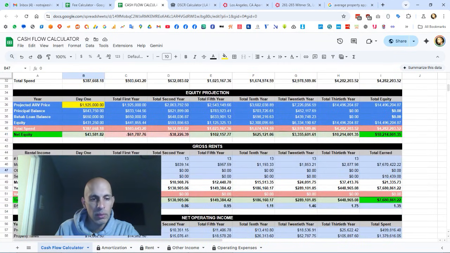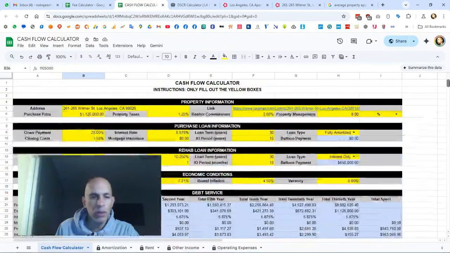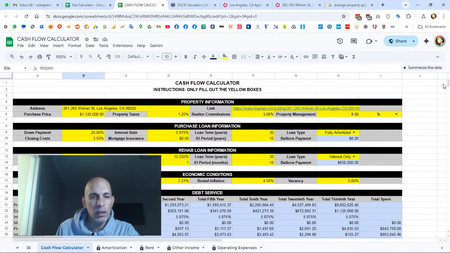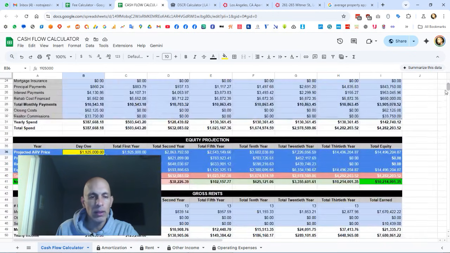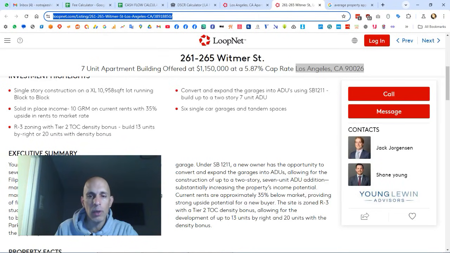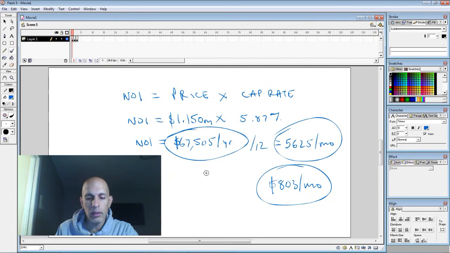Oh, here's a problem. Our DSCR ratio is not checking out. Projected ARV price. So what would a $1.125 million building be worth if it had 13 units and it had 803 with the same exact cap rate, right? So now we want to invert this. So here's how we can do that. If NOI is equal to price times cap rate, then price is equal to NOI divided by cap rate.